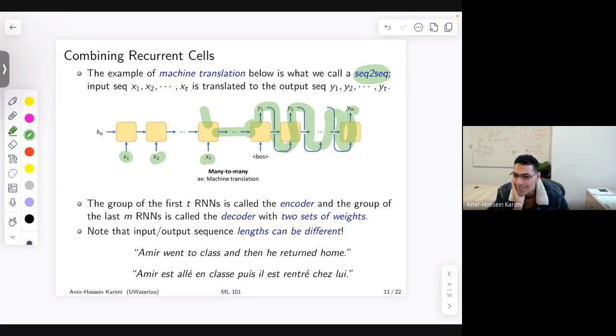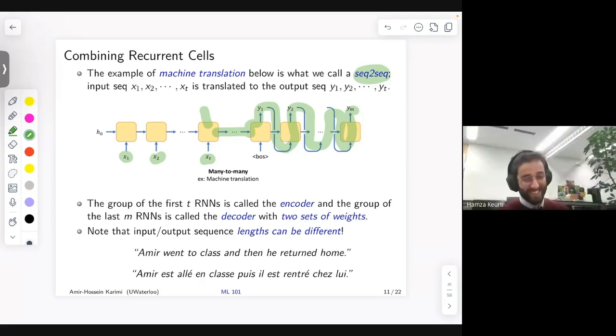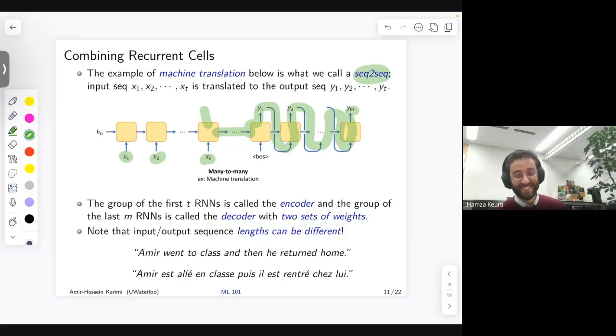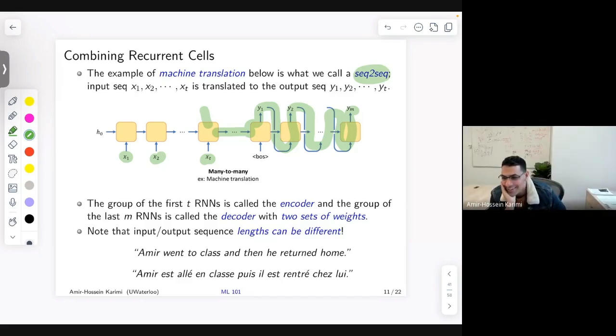But translation, right? Hamza, maybe you can, you know French, Hamza, yes? Yeah. How do you say the sentence? I was enjoying this. Amir est allé en classe, puis il est rentré chez lui. See, good thing I didn't try.